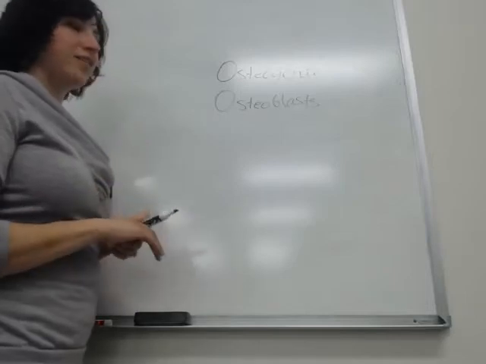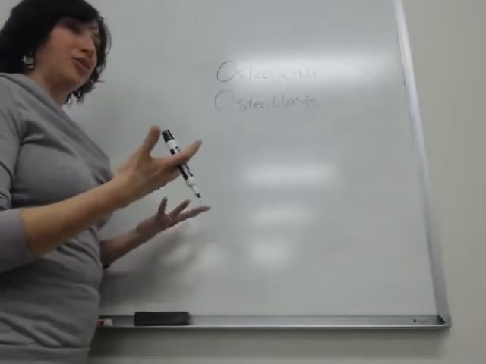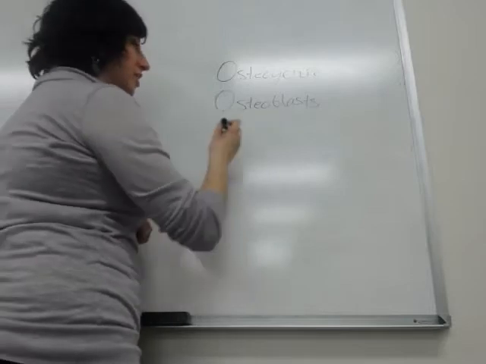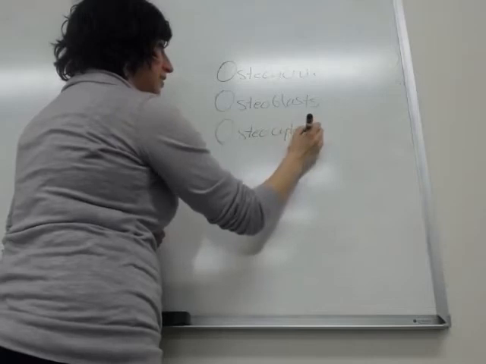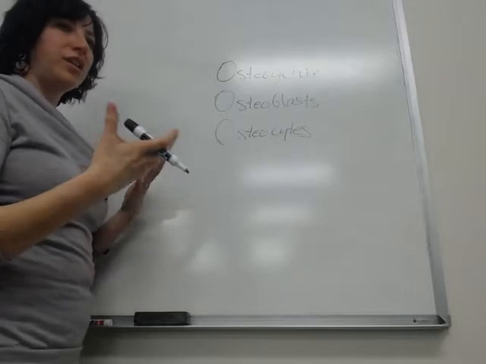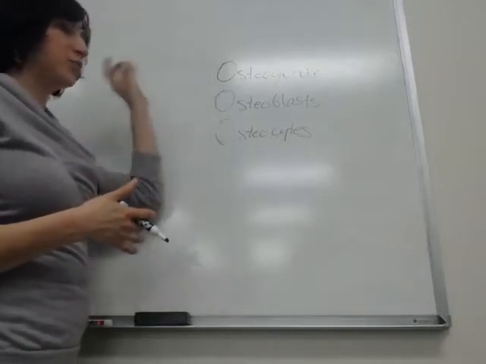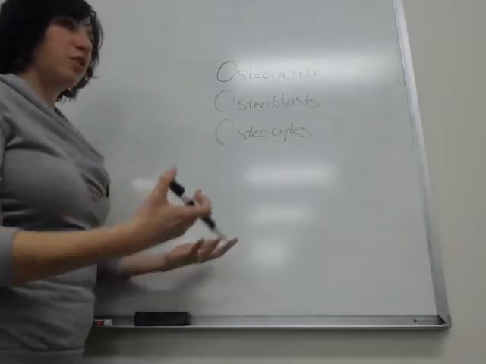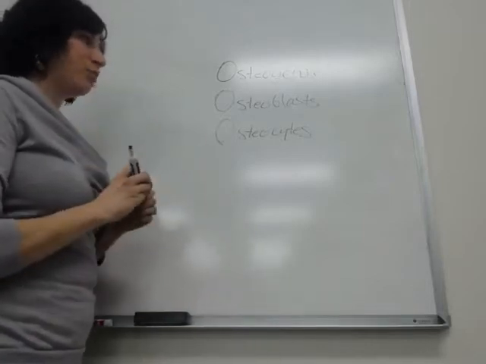But after a while, they create matrix and back themselves into a corner where they end up getting trapped. When they mature and are stuck in the matrix, this is when they become osteocytes. So these are mature osteoblasts, and they really are helping with maintaining homeostasis of bone. So we have osteoblasts, which are builders, and then osteocytes. They're still in the bone tissue, they're mature osteoblasts, and they're going to help maintain the homeostasis of bone.